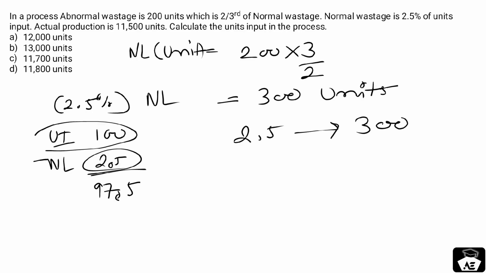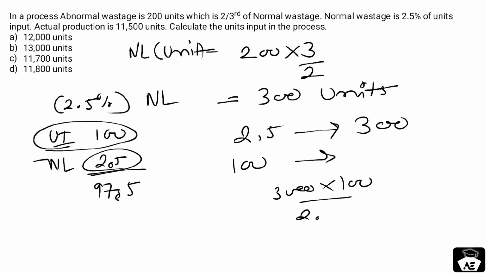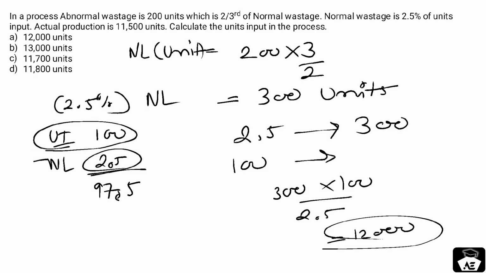How much for unit introduced at 100? So you will get, by doing this calculation, 300 into 100 divide by 2.5. Sorry, it's not a 3000, it will be a 300 only. So you will get total units 12,000. So correct answer is 12,000 units.